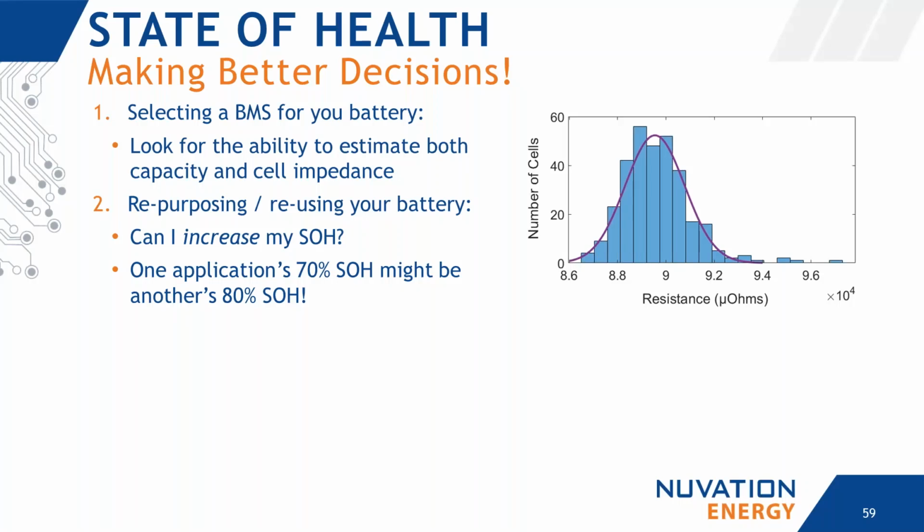We think that if you're going to select the BMS for your battery, it's probably wise to look for one that has the ability to estimate both capacity and cell impedance. If you do this, you open yourself up to the world of really being able to do more comprehensive energy-based estimations of state of health and just get a better picture of what's going on in the battery. So if you need help finding a BMS that has such features, you can talk to us and we can help you find a Nuvation BMS.